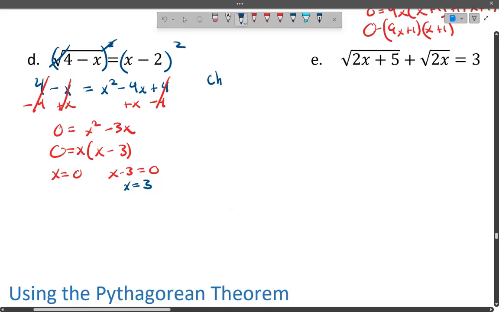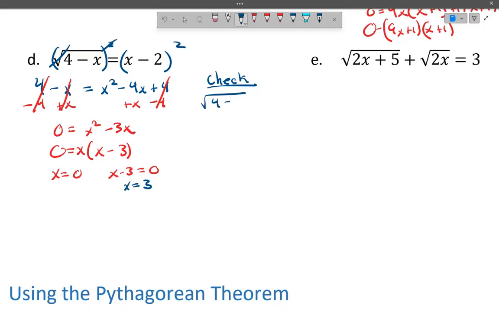We'll go ahead and check both of those solutions to see if they're both valid. Starting with 0, 4 minus 0 equals 0 minus 2. So I have the square root of 4 equals negative 2. 2 does not equal -2, so we know that 0 is extraneous. X equals 0 is extraneous. So we're going to toss that solution out, and we're going to ignore it.